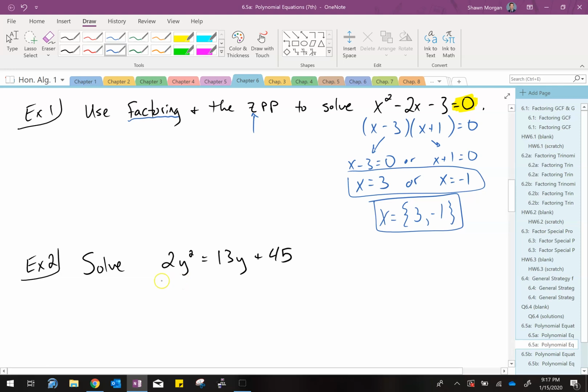And I can simply do that by moving these other 2 terms over to the left side. That's just personal preference. I like to leave the quadratic term positive whenever I can. So I'm going to subtract 13y from both sides, subtract 45 from both sides, and now I'm poised to use the zero product property if, as we mentioned before, I can comfortably factor this out.